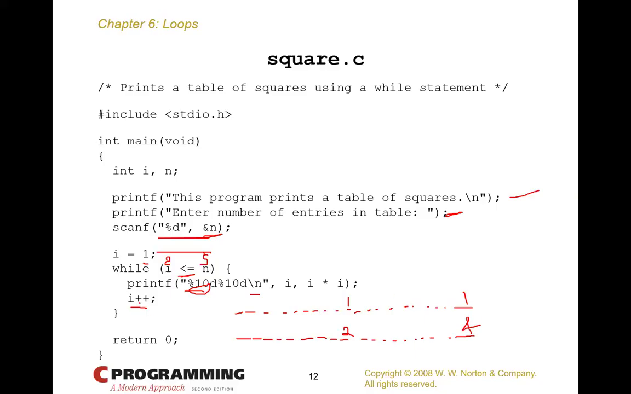You increase I again by 1, that is 3. Is 3 less than 5? Yes. So again, do the same thing. 1, 2, 3, 4, 5, 6, 7, 8, 9, 10.